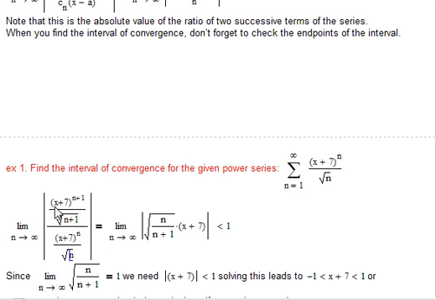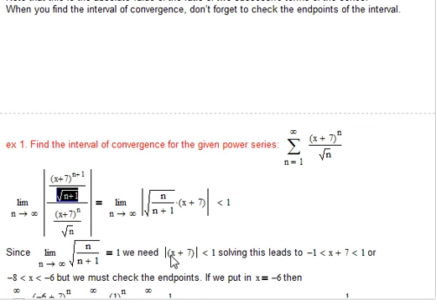notice that n of these will cancel out all n of these, so we just have 1 (x plus 7). If we flip this over, this goes in the numerator, this goes in the denominator, we get the square root of n over n plus 1, which goes to 1. You can see that limit will go to 1 as n goes to infinity without too much difficulty. And we just need to make this less than 1. Well, for that we need the absolute value of x plus 7 to be less than 1. So that leads us to x plus 7 is less than 1 and greater than negative 1.